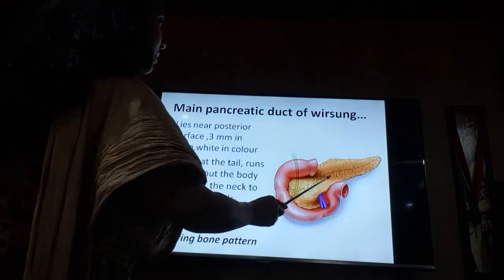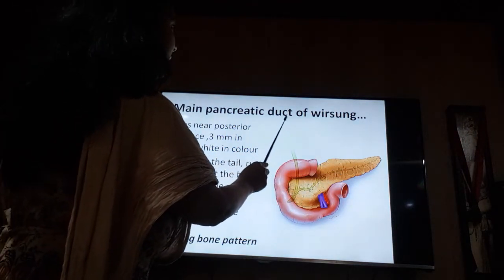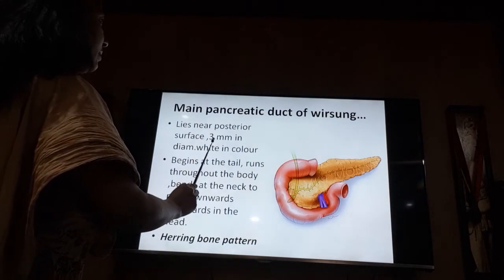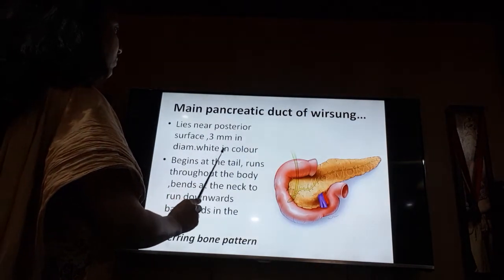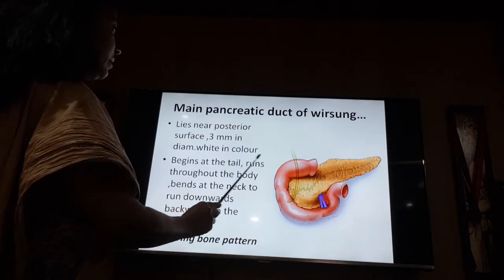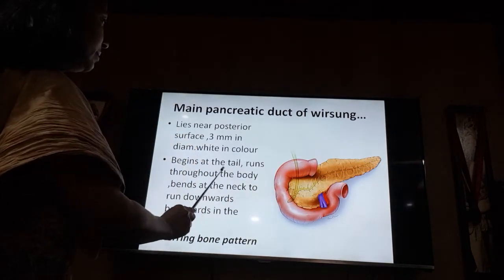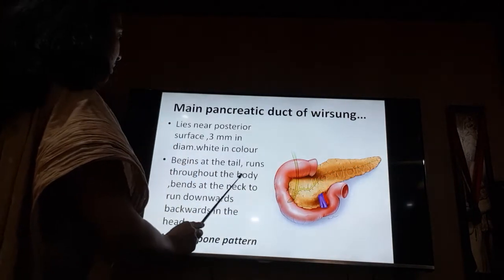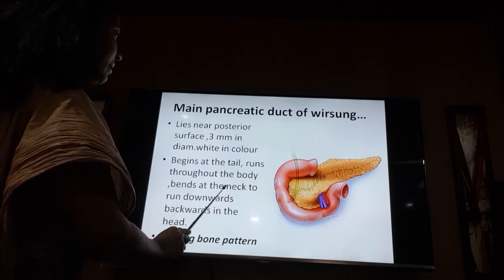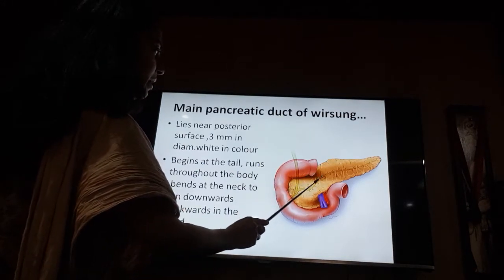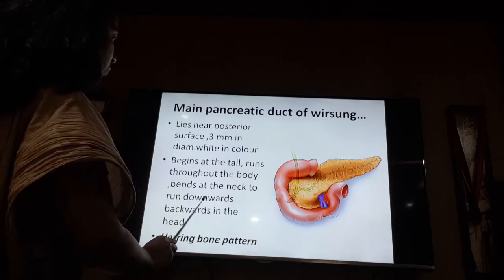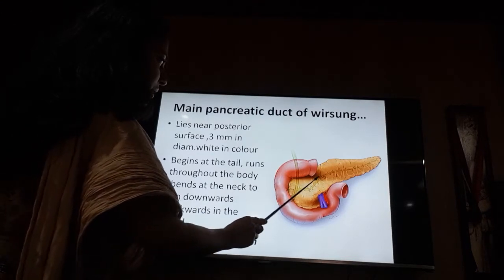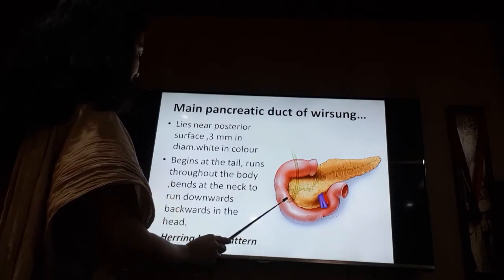So this is the main pancreatic duct or duct of Wirsung. It lies near the posterior surface. It is 3 mm in diameter. It is white in color. It begins at the tail. It runs throughout the body. This is the body. It bends at the neck. This is the neck. Bends at the neck to run downwards and backwards in the head. This is the head.